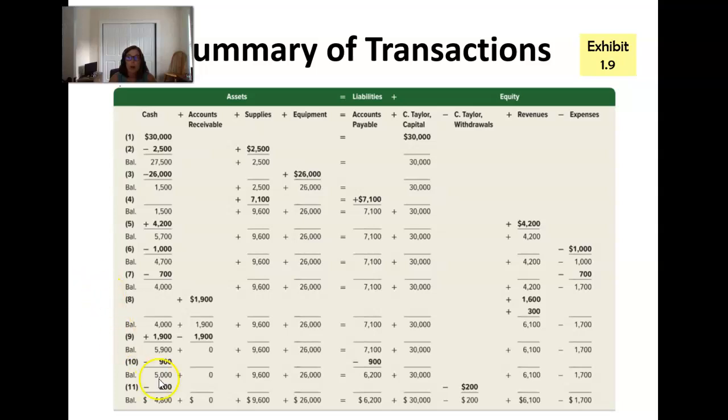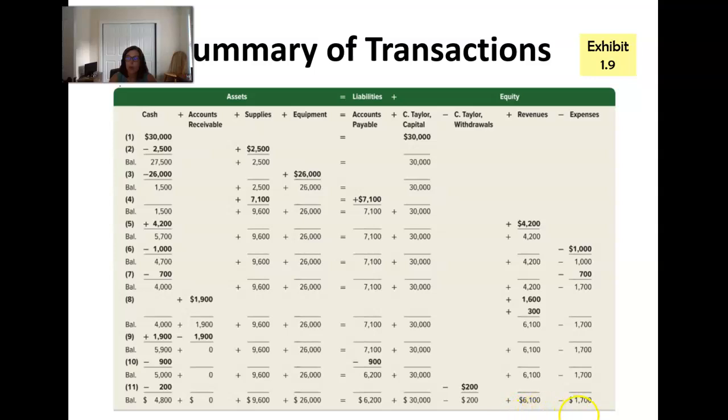Now, notice at the bottom of each column is a balance. So at the end of this, we had $4,800 left in cash. Our accounts receivable, we had collected all of that, so that's down to nothing. I don't think we used any supplies, so we still have $9,600 in supplies. We still have our equipment. And now moving on to the liabilities, we paid some of our liabilities, and so we still owe $6,200. Mr. Taylor has $30,000 in his capital account, but again, less $2,000 in withdrawals.